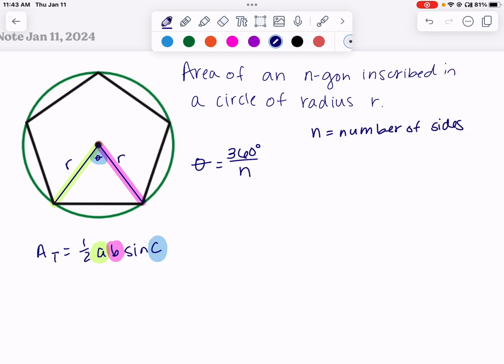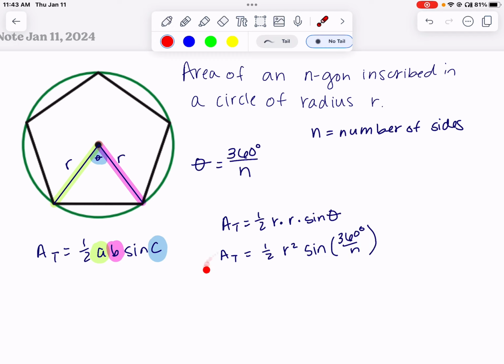Now if I substitute this in, I get that the area of my triangle is equal to 1/2 r times r times the sine of theta. We can simplify that a little bit more to get the area of our triangle is equal to 1/2 r squared, the sine, and instead of theta, we're going to put 360 divided by n. What we've just now done is created a formula that will always get me the area of a triangle that I can create between two vertices if I am looking at an inscribed regular polygon.